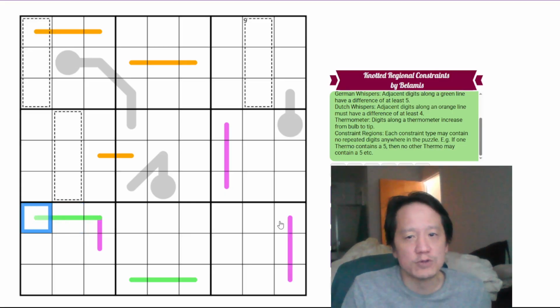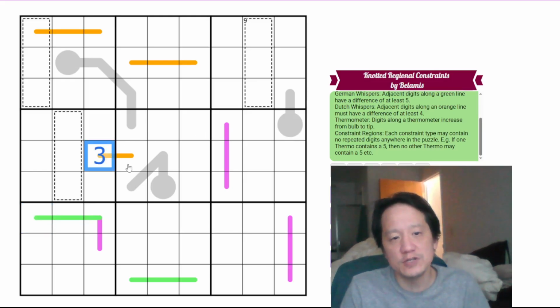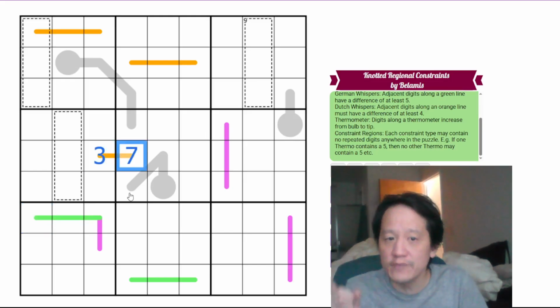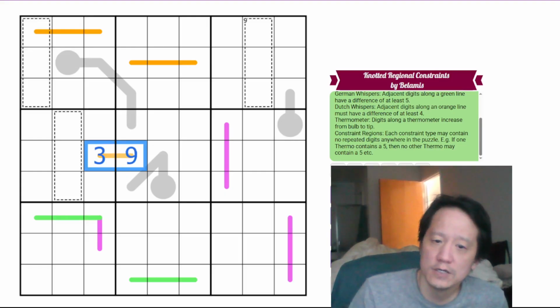For Dutch whisper lines, adjacent digits along an orange line must have a difference of at least 4. So if, for example, this were a 3, this would be 7, 8, or 9, because those are the digits that are 4 or more away from 3.